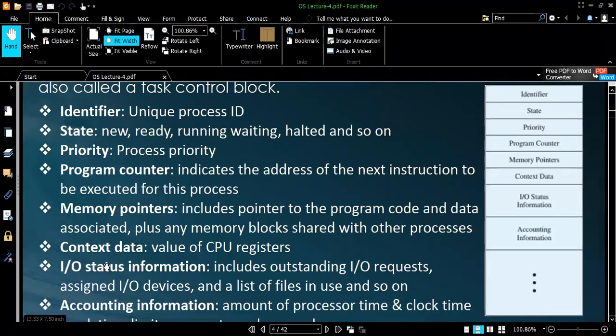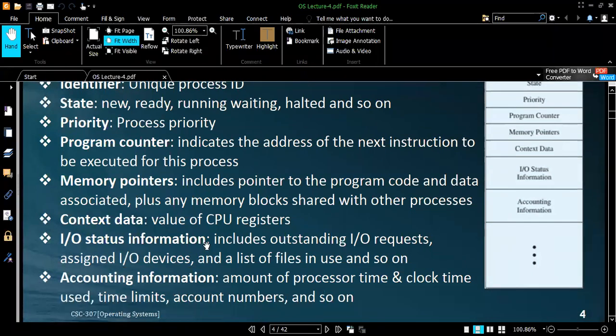Then we have the context data. These terms might feel a little bit unfamiliar, but don't worry, we will discuss them very soon. So we have context data, and we have I/O status information, that is, input output information. It tells which input output devices are needed for this operation or this process.